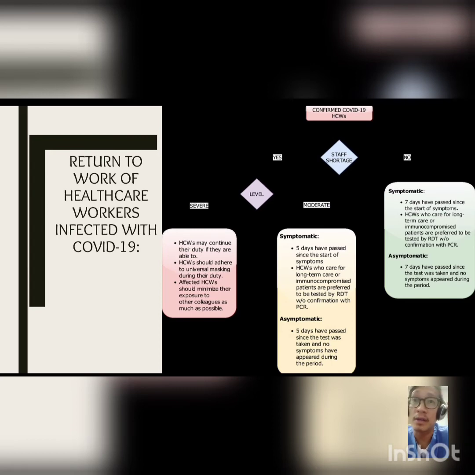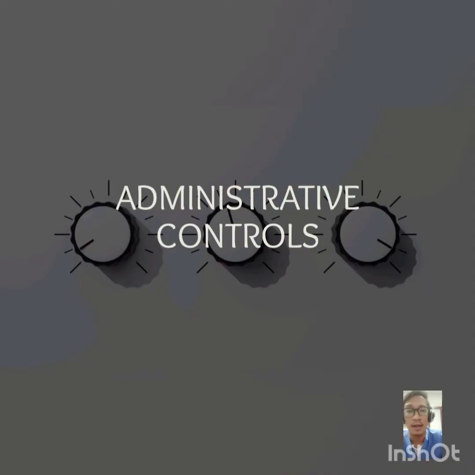Now, if there is a moderate shortage of staff, for symptomatic healthcare workers, 5 days have passed since the start of symptoms. Healthcare workers who care for long-term care or immunocompromised patients are preferred to be tested by RDT without confirmation with PCR. And for asymptomatic healthcare workers, 5 days have passed since the test was taken and no symptoms have appeared during the period. Next infection control strategy is administrative controls, which is very important also with the support of the hospital administration.